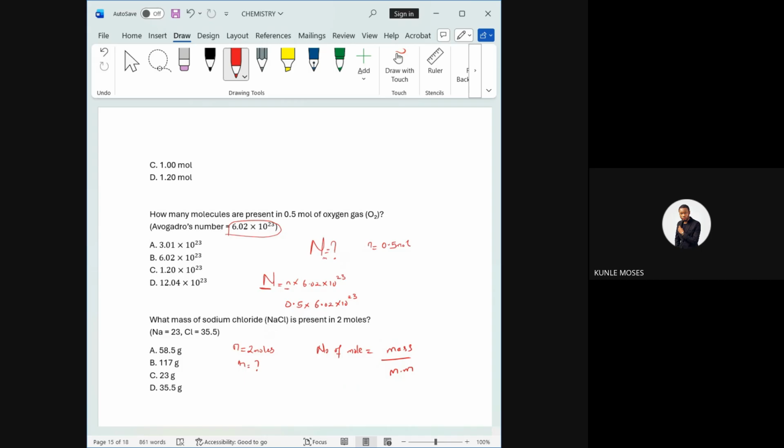Now, we have our number of moles. They ask us to get the mass. We don't know the molar mass. So how do we get the molar mass? By adding the individual relative atomic masses. Is that not what I told you guys? The molar mass of NaCl. Look at the compound. And they give us Na to be what? To be 23, right?